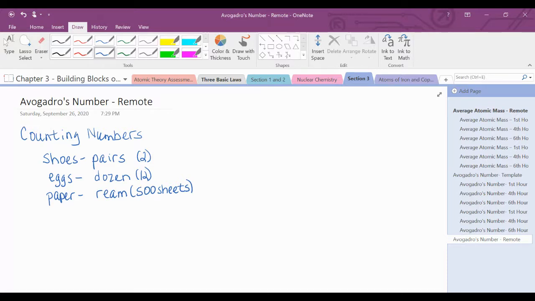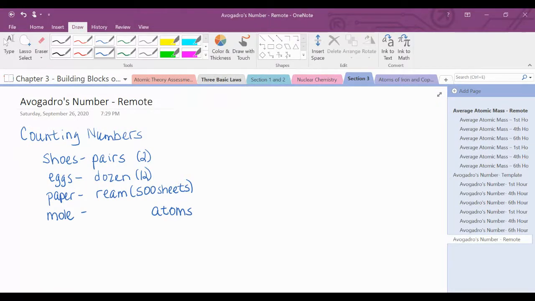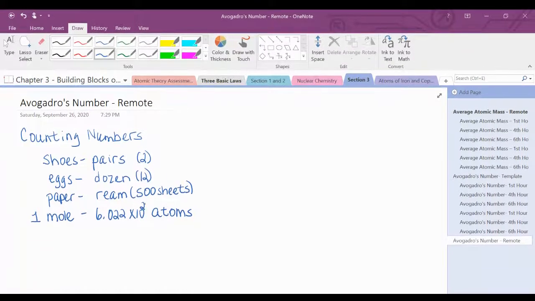Now, when I go into the chemistry store, we can buy a mole of something. And since we're just starting out in chemistry, the only thing we really have talked about in depth at this point is the element. And we know the element's smallest particle is the atom. So when I buy atoms, I'm buying a mole of atoms, which gives me 6.022 times 10 to the 23rd atoms.